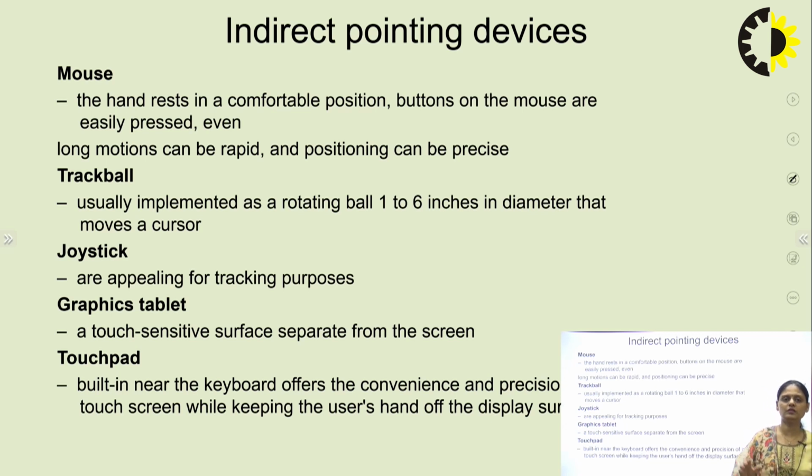For the mouse, we need to hold the mouse and move it, and only then can we interact with the devices, with the screen. But in direct control, there is no medium. We can directly touch the screen with our finger and interact with it. So this is the categorization of pointing devices: direct control and indirect control pointing devices.